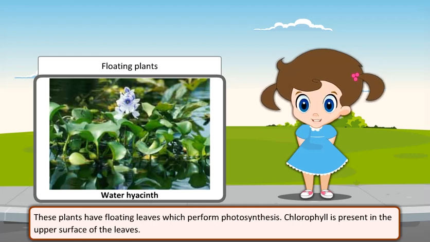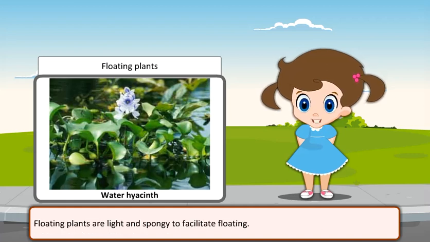These plants have floating leaves which perform photosynthesis. Chlorophyll is present in the upper surface of the leaves. Floating plants are light and spongy to facilitate floating.